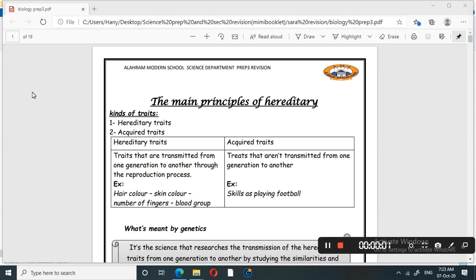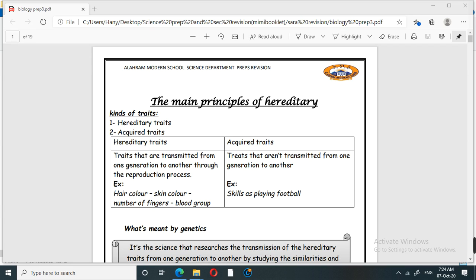Hello, my dear students. Today we will explain the cancelled part from prep 3, the second term curriculum, the main principles of hereditary traits. First of all, we have to know what the kinds of traits or the types of properties inside our bodies are. We have two kinds of traits, hereditary traits and acquired traits. And what is the difference between them?